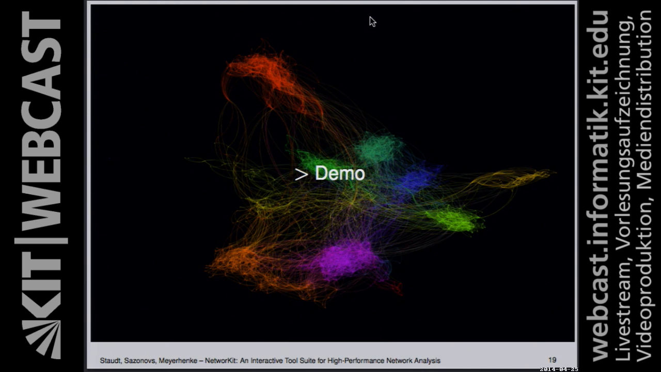Okay, so far the theory. I'd also like to give a small demonstration of how the package can be used. I'm going to work only locally on my laptop using a very small data set, but you will get the basic idea.